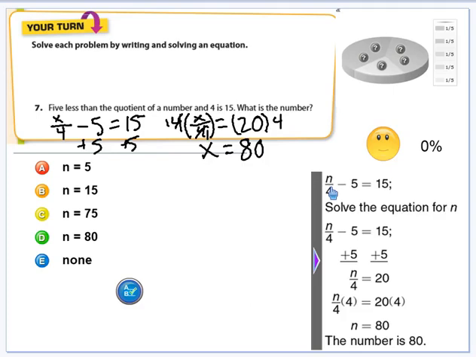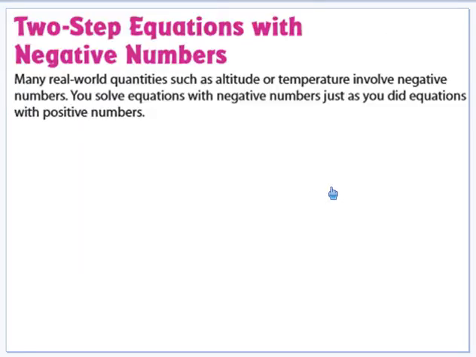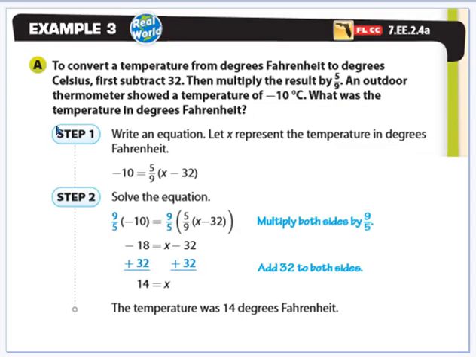Next part of the lesson. Two-step equations with negative numbers. Many real-world quantities such as altitude or temperature involve negative numbers. You solve equations with negative numbers just as you did equations with positive numbers. Okay? You do it the same way.